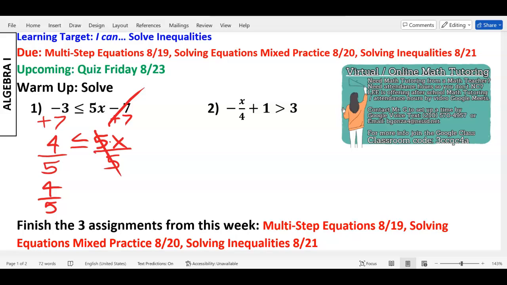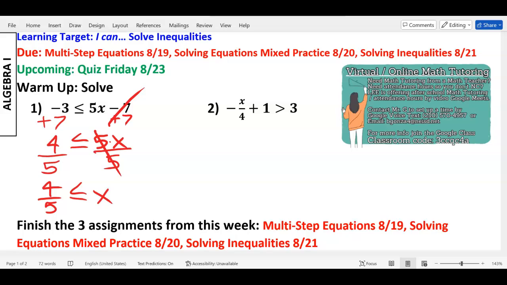Now here's the deal. I just divided by something. Does that mean I need to flip the inequality? What do y'all think? Okay, it depends what you divide by. So I divided by a positive number, so it doesn't change. It's still going to be less than or equal to x. So y'all tell me, yesterday we learned, what situation do we flip the inequality?